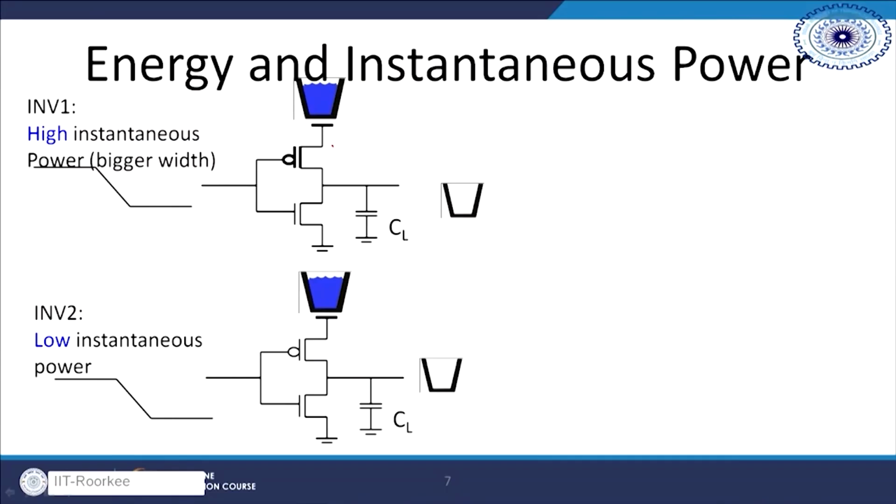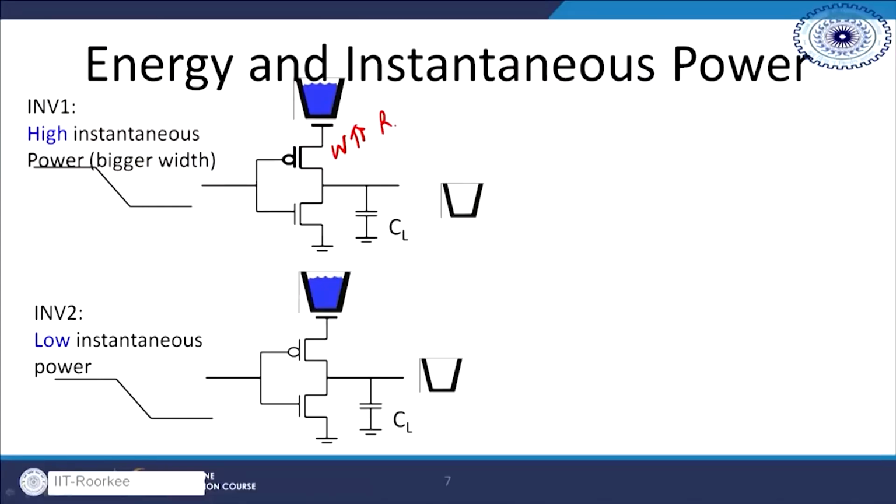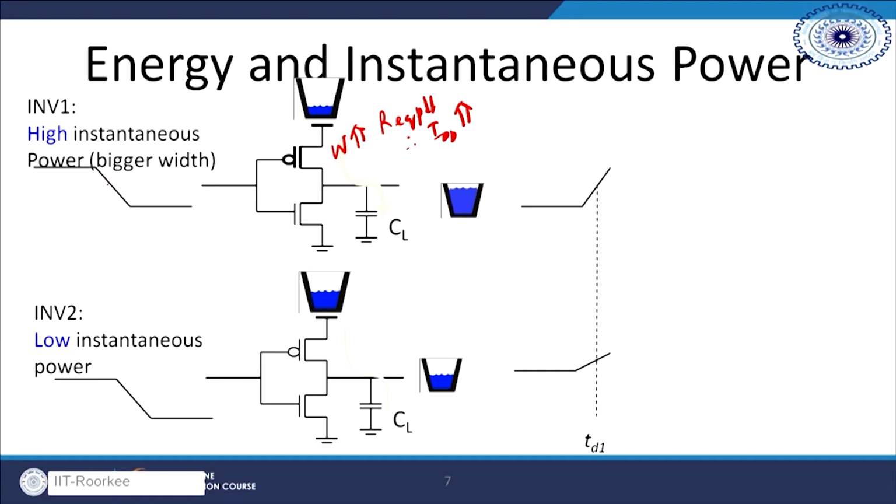Now, let us see what the idea is. The concept is that let us suppose your PMOS width was very large. If the width is very large, I will expect to get a smaller resistance. So, R on or R equivalent P will be small, and therefore IDD will be relatively large. As a result, if you look very carefully, that is what is happening. When input is going from 0 to 1, the output is going from 1 to 0. I will just show it to you.